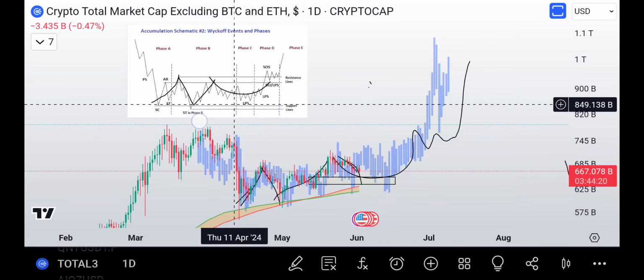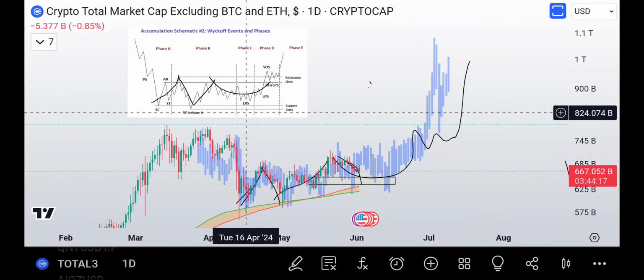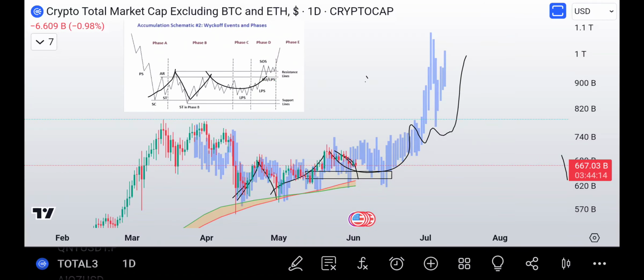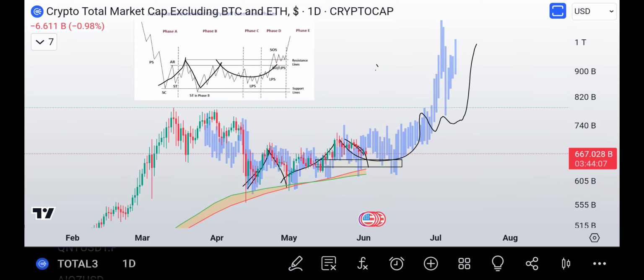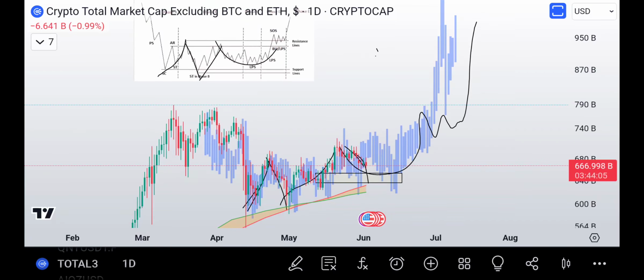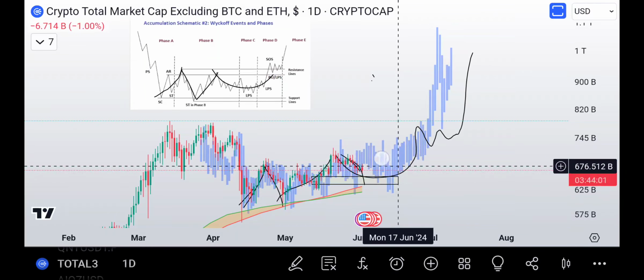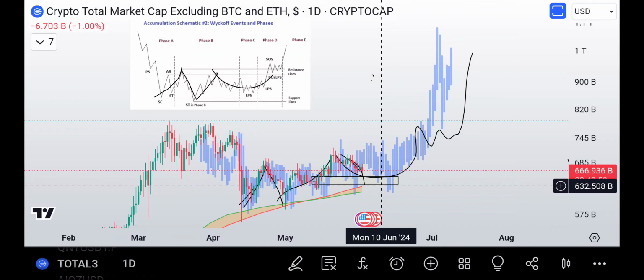And then the secondary test in phase B oftentimes breaks the low, but this one didn't break the low. So those are the two sort of deviations. But, you know, when you add the fractal to it, it gives it a little more confidence there. So yeah, there we go. So we're just going to have to wait and see how this area gets worked out.